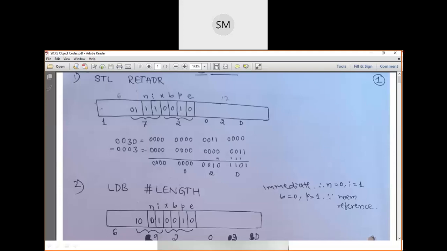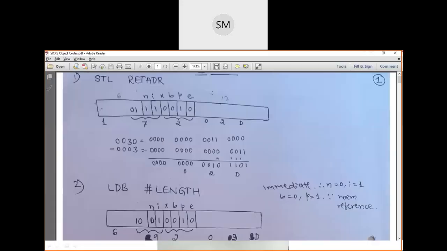How is it 0030? You just find out the address of RETADR in your program; that address is 0030. Then, for program counter relative addressing mode, you should know the content of the register PC. The content of the register PC will always be the address of the next instruction to be executed.